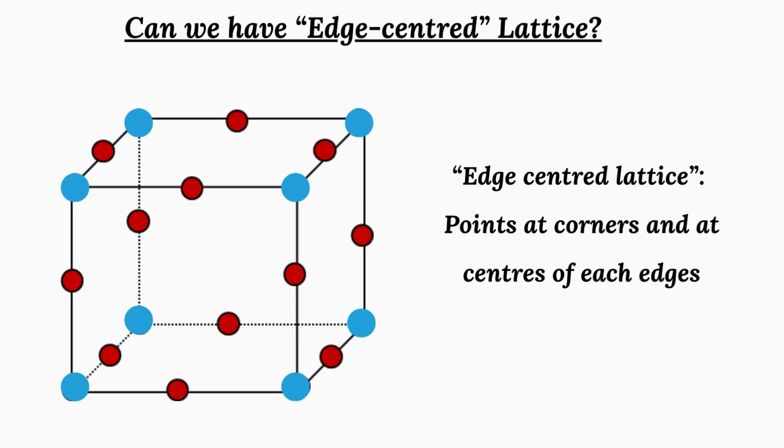Can we have an edge-centered lattice in the crystal system? The edge-centered lattice is nothing but points at the corners of the unit cell as well as at the center of the edges, all the edges. If you have such periodic repetition, then those things are called edge-centered lattice. Is it possible to include it in the crystal system or not? That we will examine today.